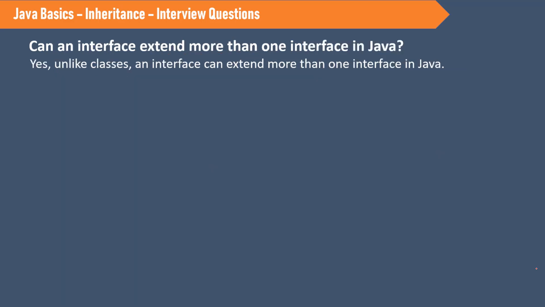Can an interface extend more than one interface in Java? Let's say I have interface 1 and I have another interface 2 and I have interface 3. So for this, it is extends. So interface 3 extends interface 2, interface 1. So this is possible for interfaces.